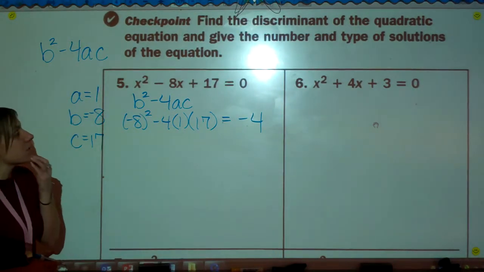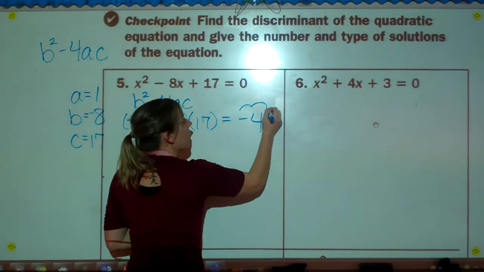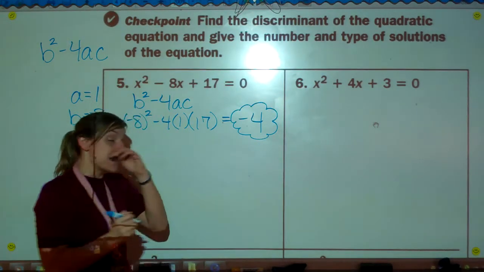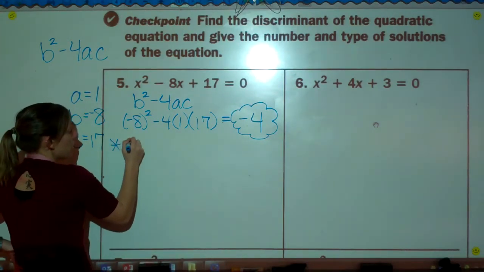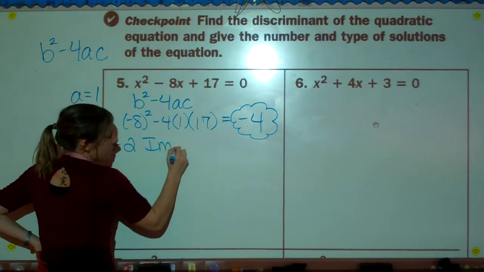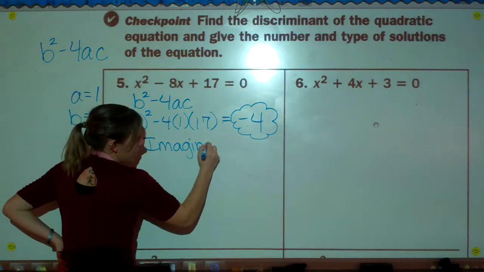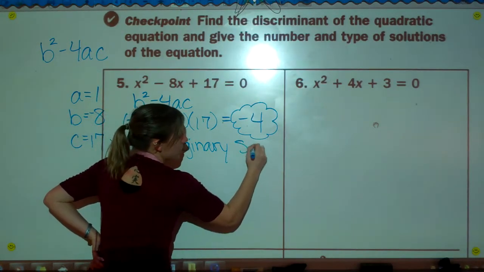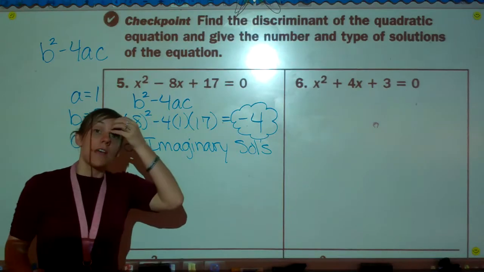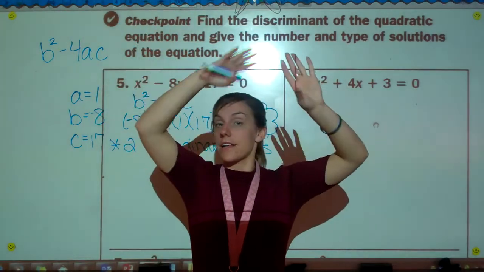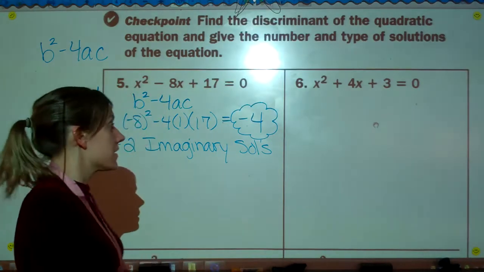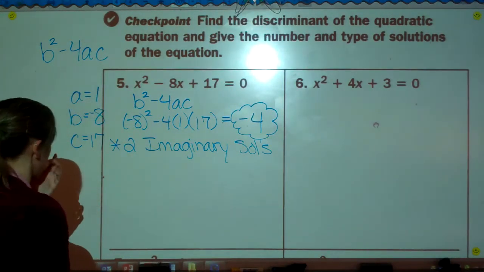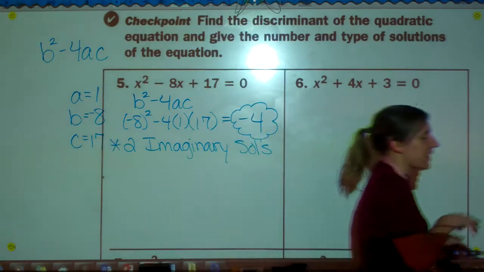Okay, so since the discriminant is negative 4, since it is a negative number, that means that we get 2 imaginary solutions. So that means it's not going to cross the x-axis at all. And I can show that on the calculator in a second. Actually, let me show it to you right now.